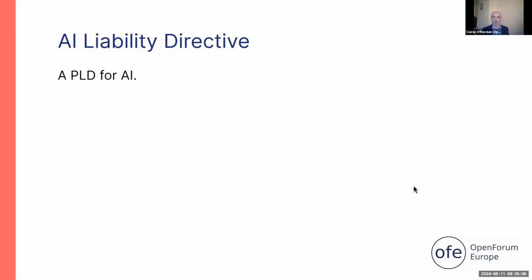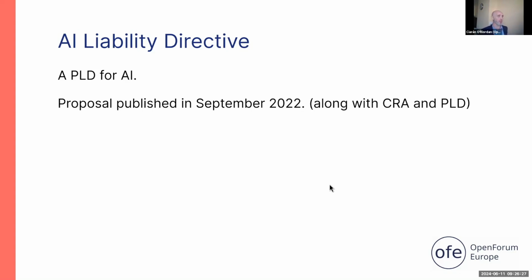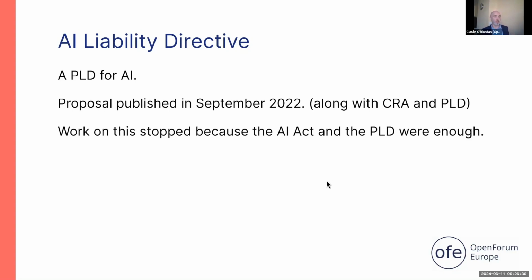Another part of the legal context worth mentioning is that there is another proposed piece of legislation called the AI Liability Directive. And once again, like the Product Liability Directive and the Cyber Resilience Act, this was published in September 2022. So this started a very busy period for our policy teams. This was worked on in the background, a little bit less than the other texts, until finally it was decided that this would not actually be necessary because the Product Liability Directive would cover most cases and the AI Act would cover the remaining cases.